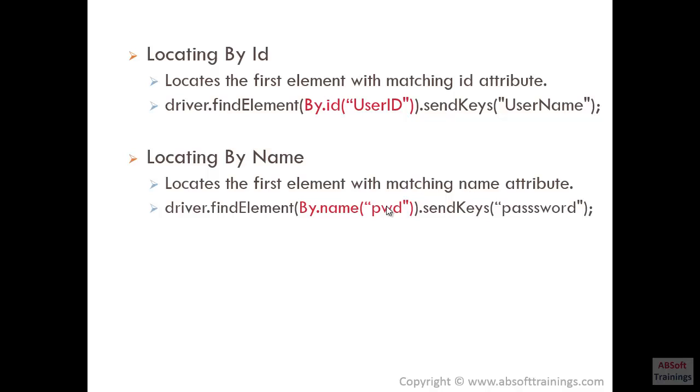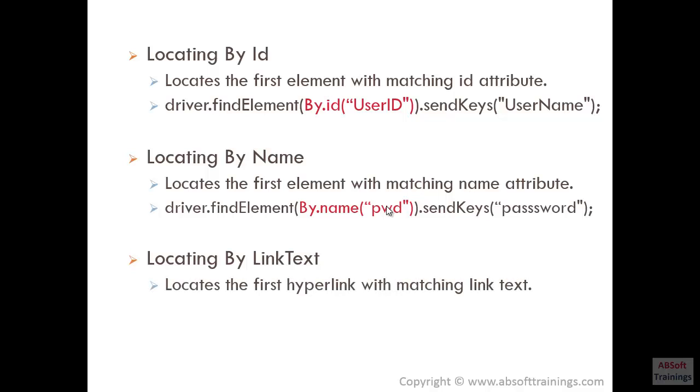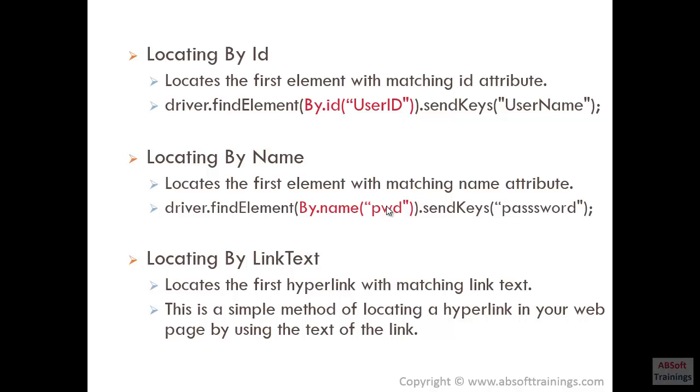The next one is locating by link text. This is a really nice way to use for hyperlinks. Locates the first hyperlink with matching link text. This is a simple method of locating a hyperlink in your web page by using the text of the link. And the example is just like this, by dot link text, then you have to give whatever link text. Remember that it is using the full link text. It is not some partial link text or some part of it. It's the complete full link text. With by dot link text strategy, you need to use the full link text.